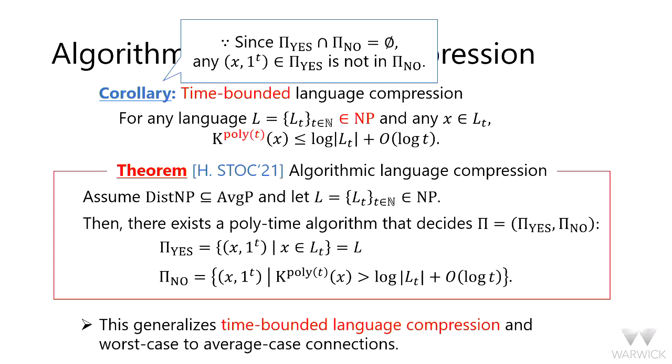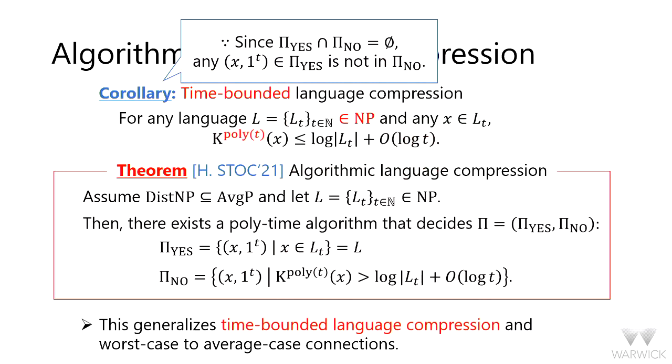Namely, this result says that there is a polynomial time algorithm that separates yes instances from no instances. And by just using the fact that yes instances and no instances are separate, we get this corollary. Because if you take any x in the language, this is in the yes instances. So a yes instance must not be in the no instances. So we can negate this statement, and that's why you get this corollary.